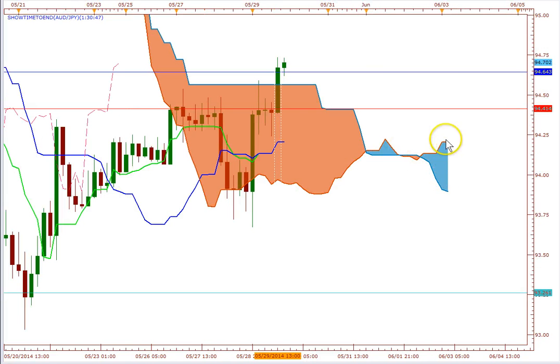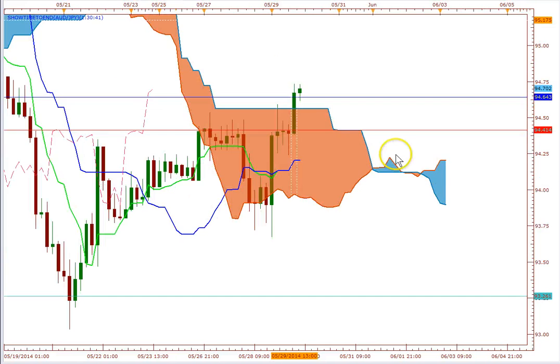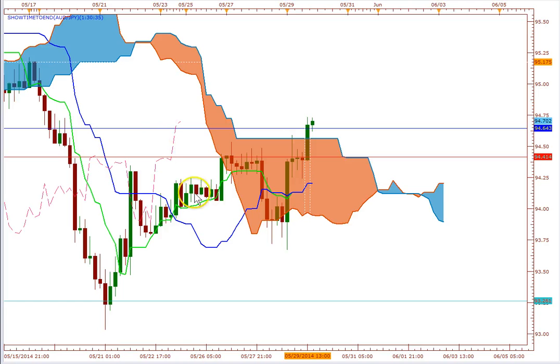But now this signal happened here. Your Kumo twist happened here, and price is ready. You had to break out here. You got Chikou span above price. That's what you want to see. You want Chikou span to be above price, and you want to have a Kumo twist that's bullish if you're going long. And you want this twist to be bearish if we're going short, with Chikou span underneath the price.